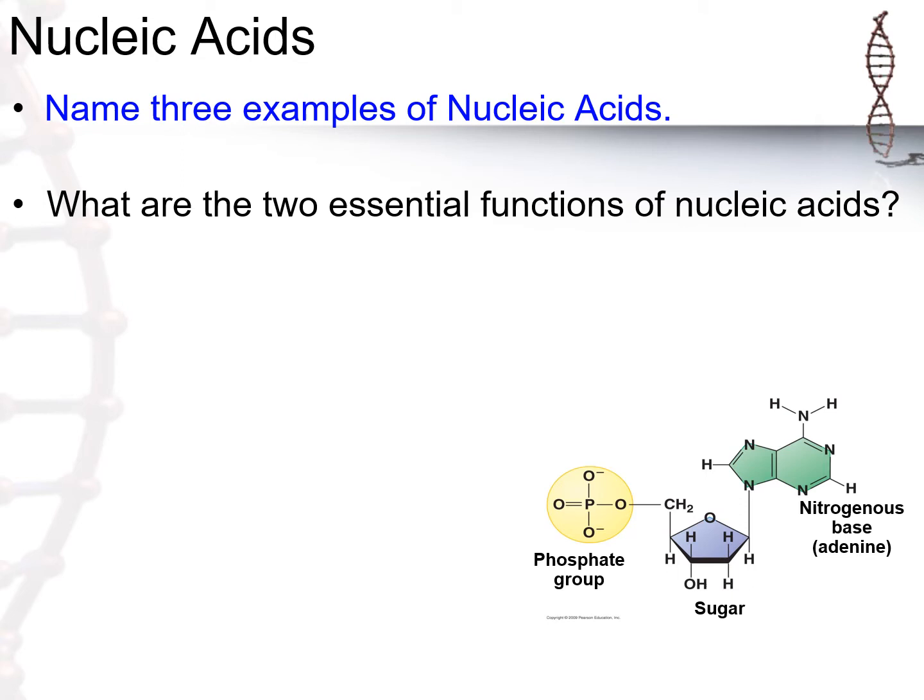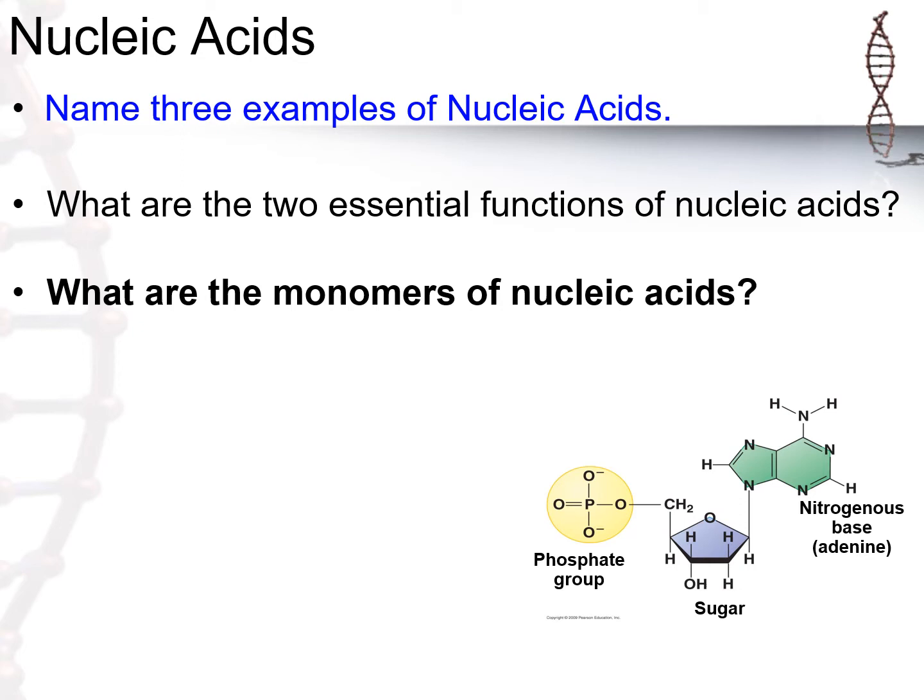Now, we have to think back. This is going to be a big, long macromolecule. It's going to be a polymer, which is made of monomers, so we need to know the name of the monomers that form nucleic acids. The monomers are called nucleotides, and you need to be able to recognize and know the parts of the nucleotide.